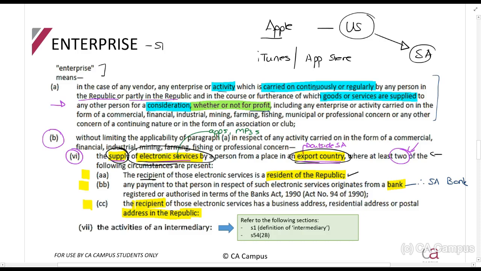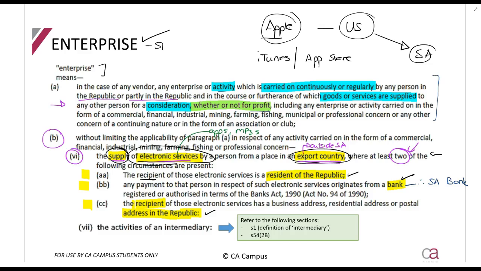Did you pay for that app using your South African bank account? Most of you would have. So already you can see two of the requirements are met. Or do you have an address in South Africa? If yes, and those requirements are met, that means Apple is carrying on an enterprise. And that means Apple must charge South African VAT on the things sold, the apps and music sold to South Africans. Okay, very important, guys.